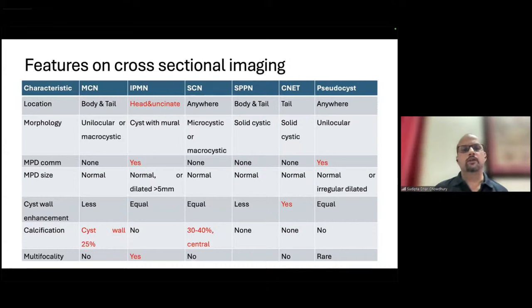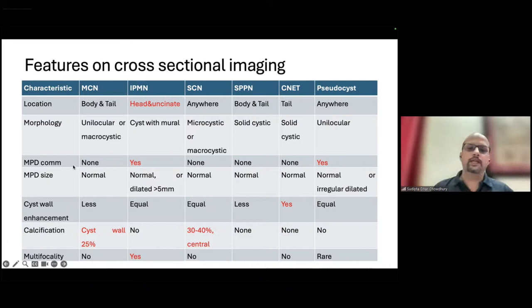So just to summarize on our table, what are the features on cross-sectional imaging? I've highlighted in red what are basically the hallmarks. Now, if you look at location, most of the pancreatic cystic neoplasms can occur in the body, tail, or everywhere, except for IPMNs, which are predominantly in the head and uncinate region of the pancreas. If you look at morphology, mucinous cystic neoplasms, as we discussed, are unilocular or macrocystic. IPMN have a cyst with mural nodules. Serous cystadenomas are microcystic or can be macrocystic, whereas SPEN and cystic degeneration neuroendocrine tumors are solid cystic.